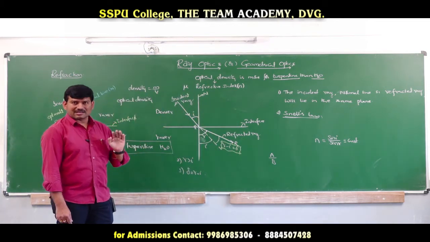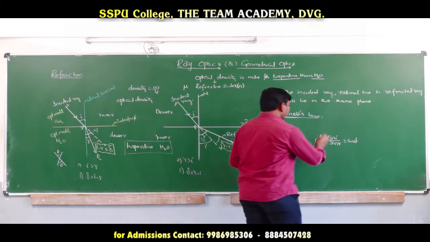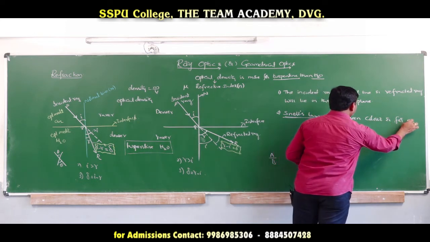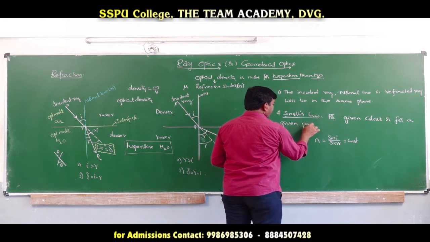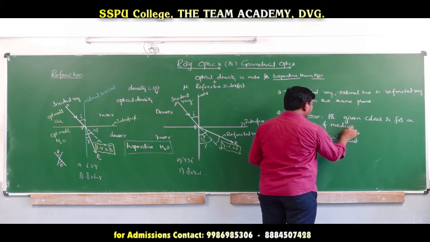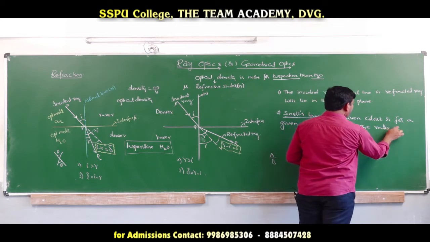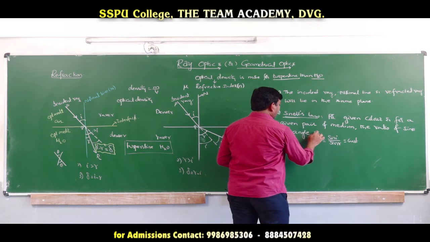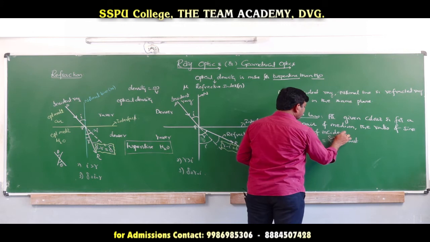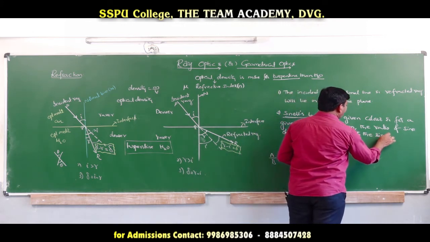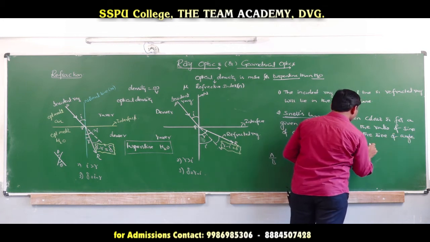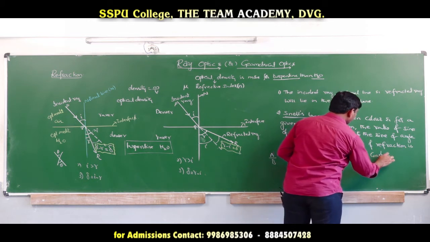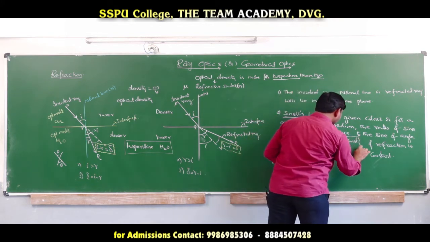This is nothing but Snell's law. Understood what is Snell's law? Snell's law states that for a given color and for a given pair of medium, the ratio of sine of angle of incidence to the sine of angle of refraction is constant, and that constant is equal to what? Refractive index or optical density of that pair of medium.